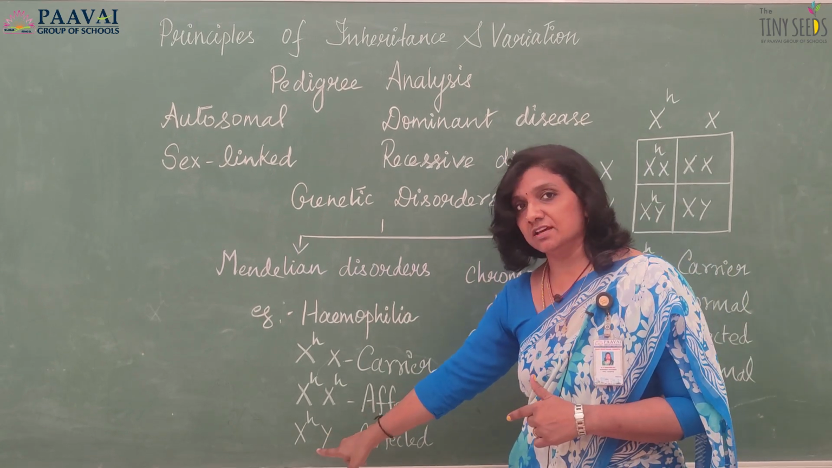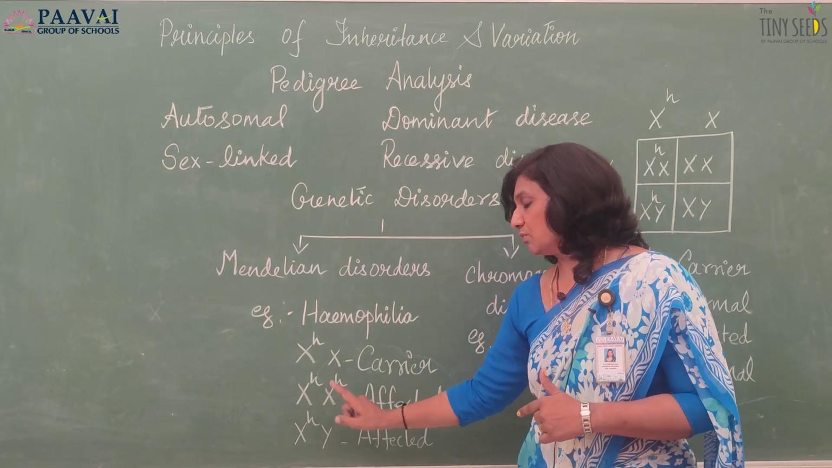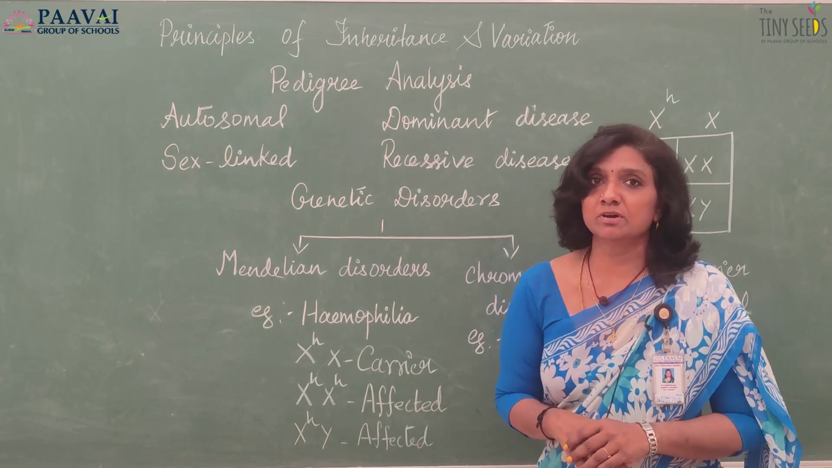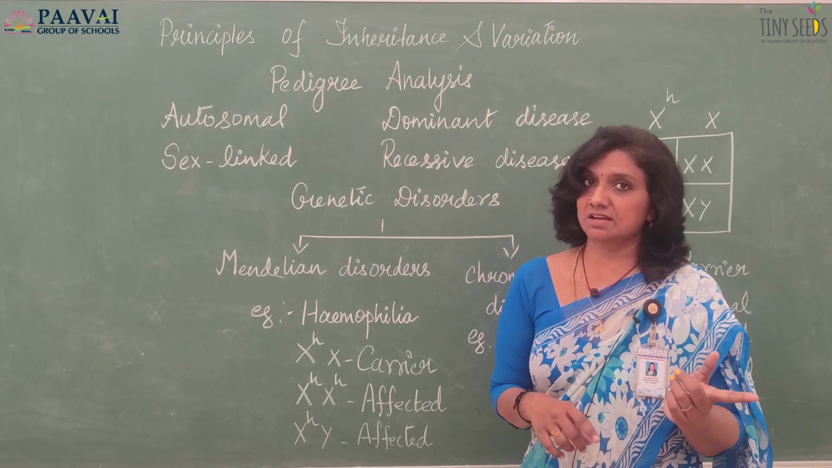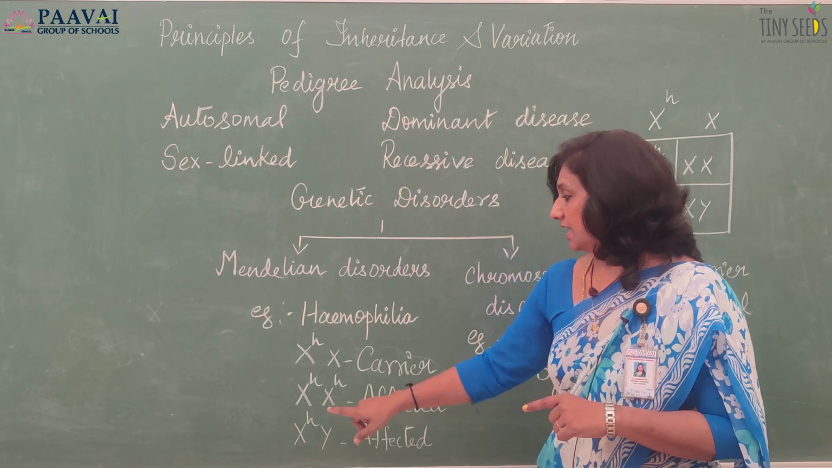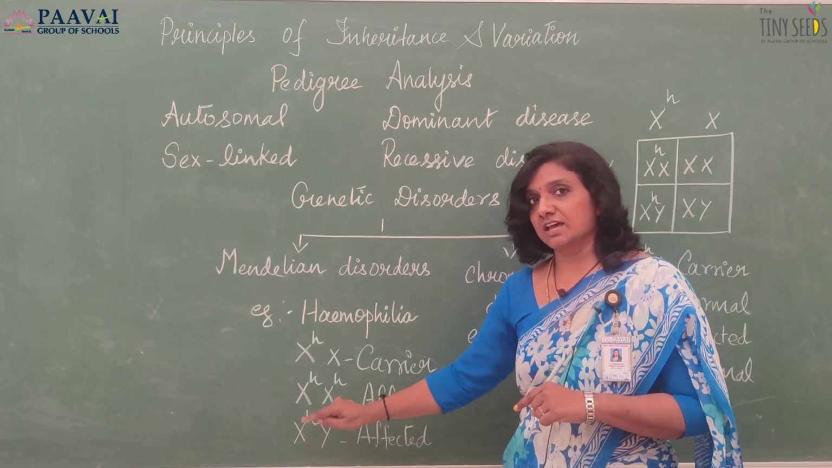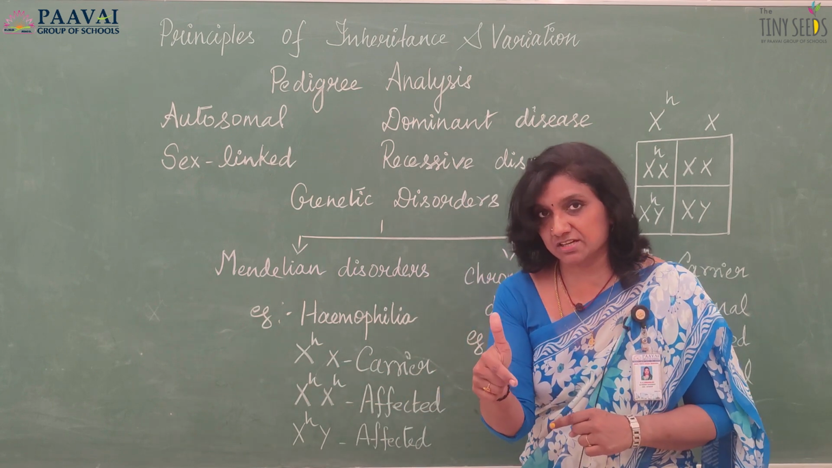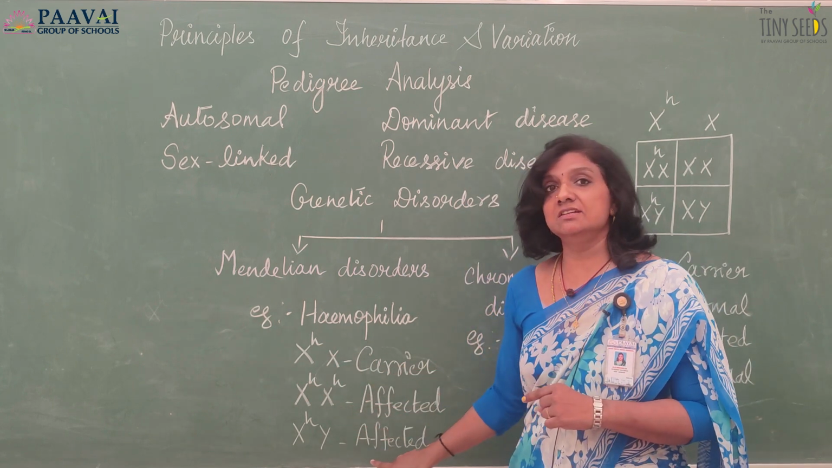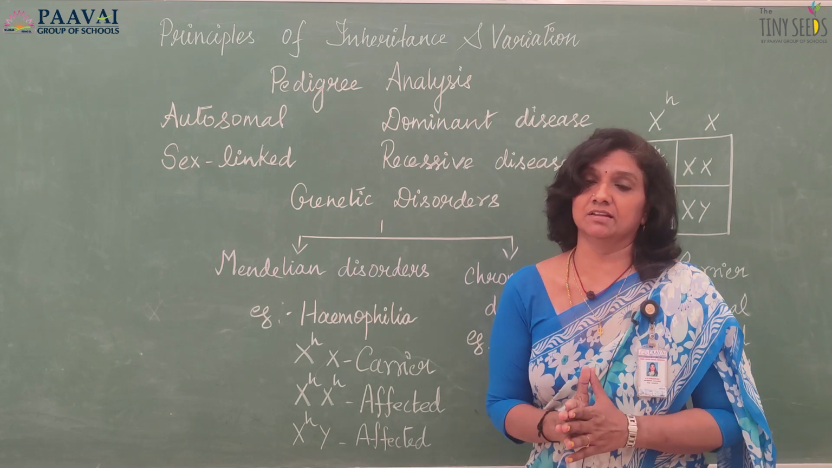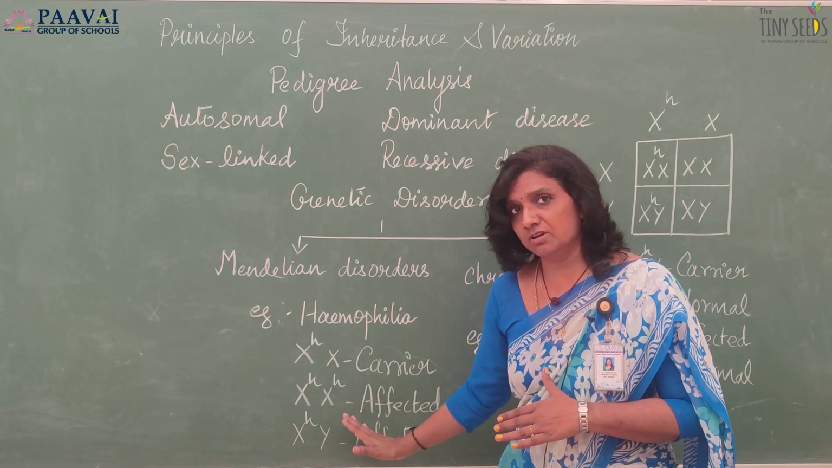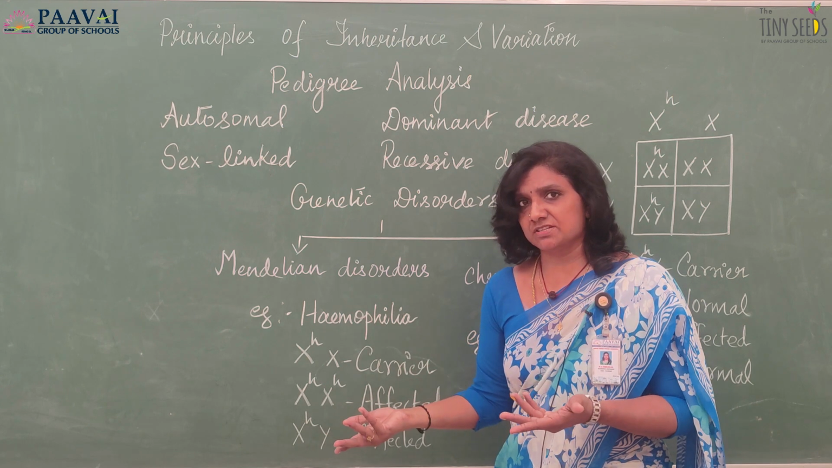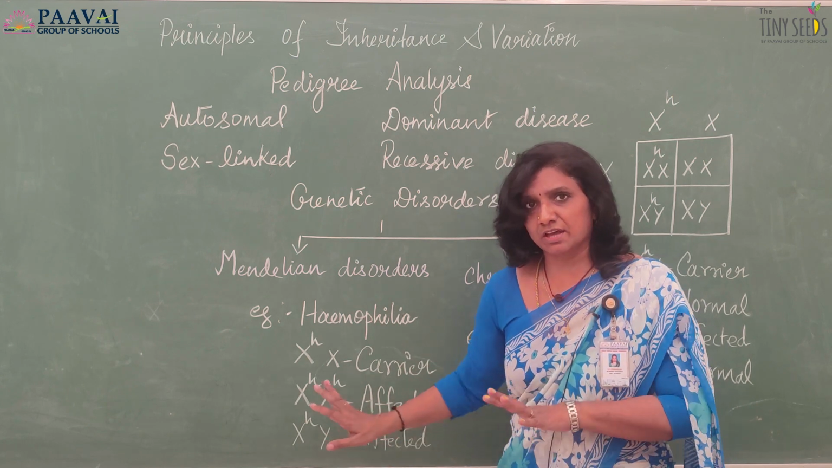And notice here XHY. We know very well the sex chromosome for male is X and Y chromosome. I have written here XH. That means that particular X is affected. So the male is a hemophilic male. Understood clearly about how the hemophilic person gets affected due to which chromosome, everything.